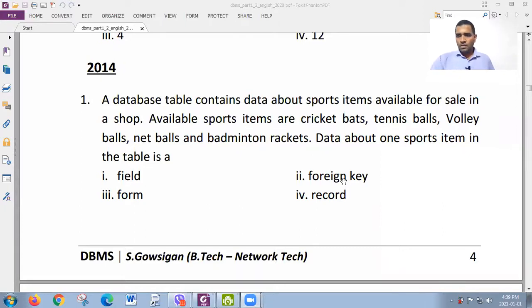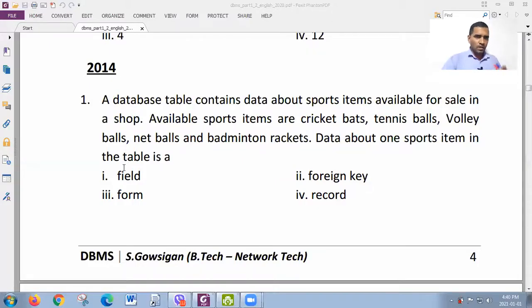Look here. I hope everyone remembers the question. Listen to me, right? There is a table which has data about sport items, such as volleyball, tennis ball, badminton rackets. So they mentioned some of them. The question is data about one sport item. Listen to me carefully.